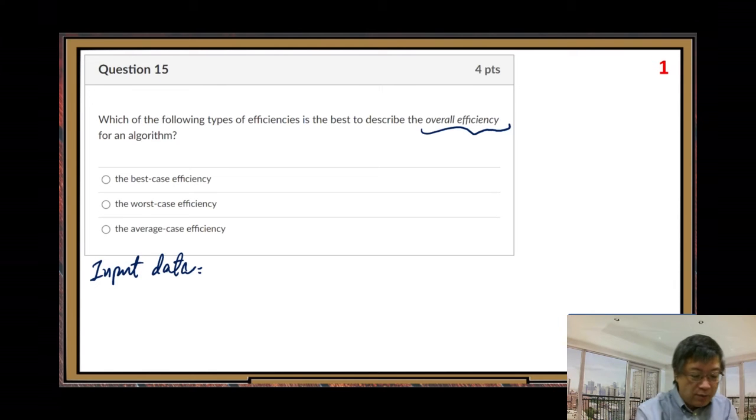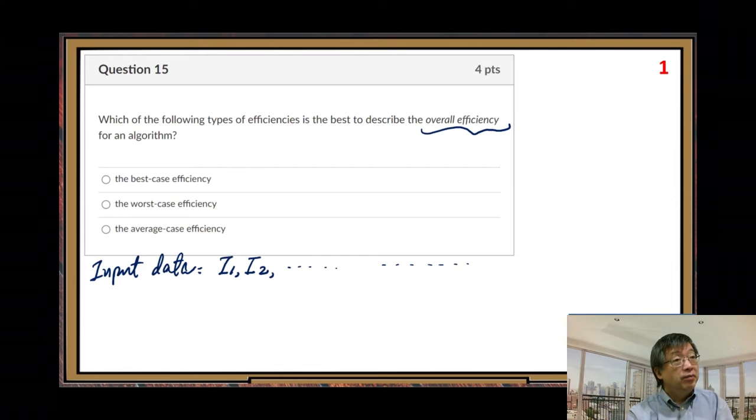Here, let us describe the input data. I1, input number 1, I2, input number 2, and so on. So let us list all the possible input data. Because it must be a finite number, not infinite. It must be a finite number of input cases. So the last one we use capital I N. How about that? All right, so now that's all the possible input cases.